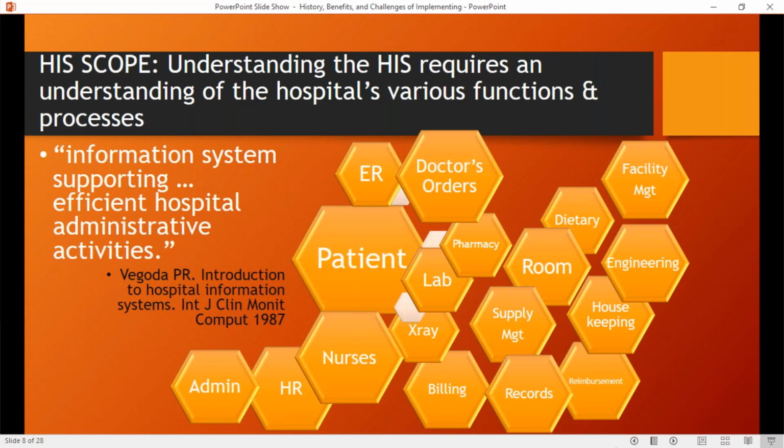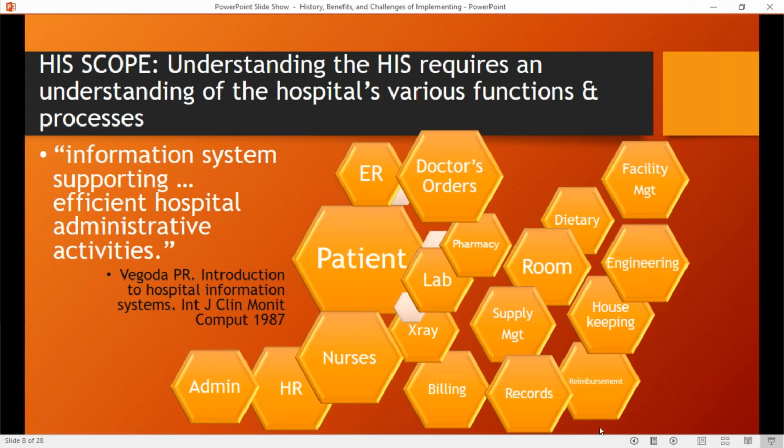So going back to our definition, an HIS is an information system that supports the efficient hospital administrative activities. And all of these activities that we mentioned are happening around the patient. And all of these activities are sources of information that have to be managed to be more efficient.